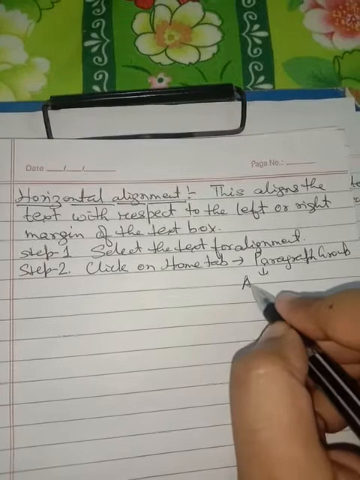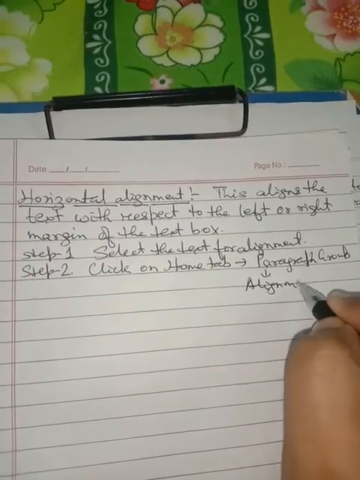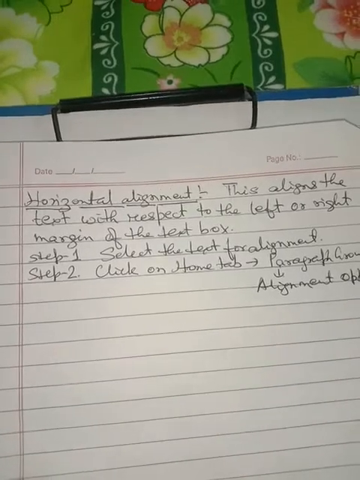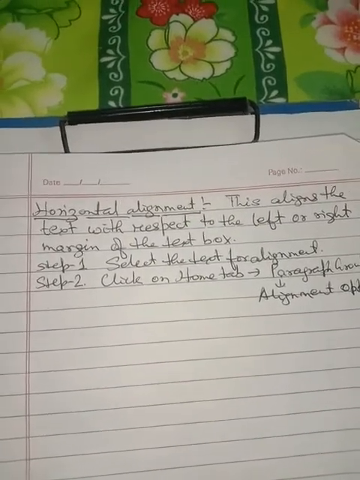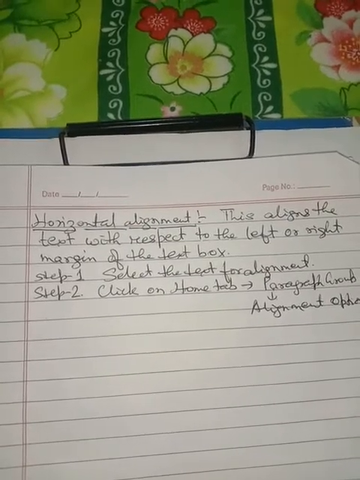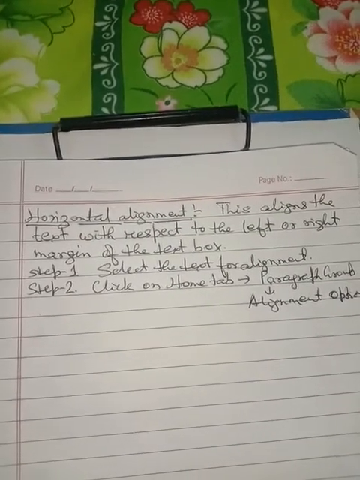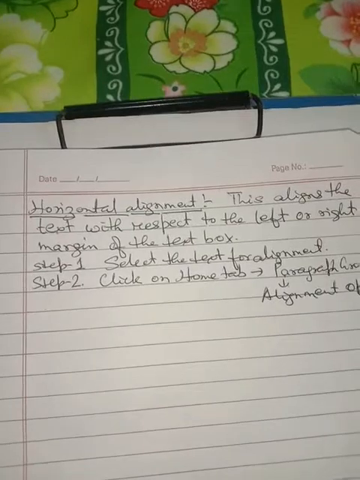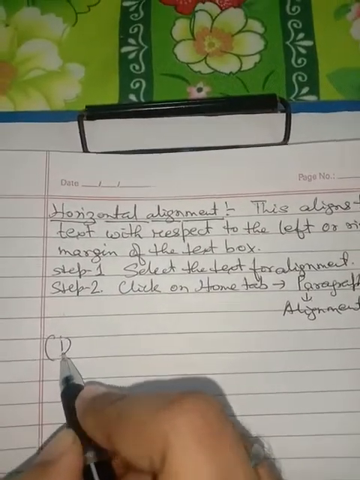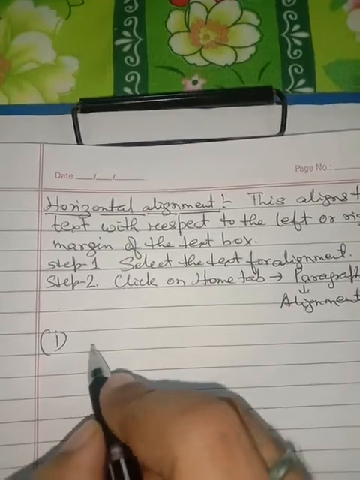Click on the alignment option that we have. So here generally we have 4 types of alignment. The first is the left alignment, center alignment, right alignment, or justify. So number 1 alignment that we have is align text left.